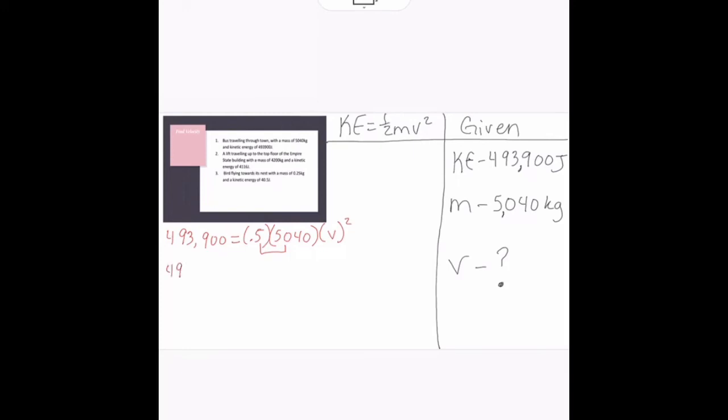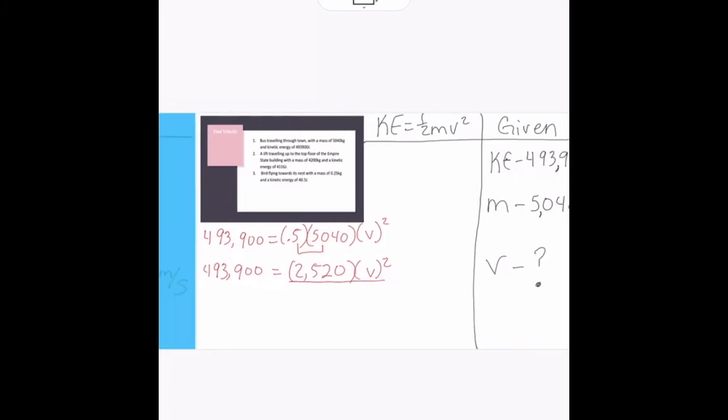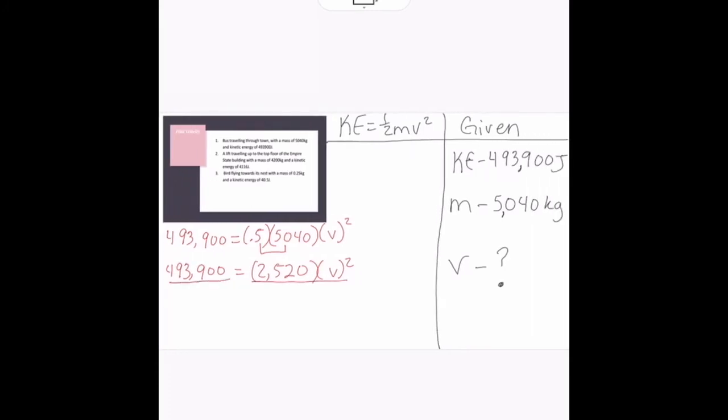That gives us 2,520, and this is my V squared. And I'm going to combine like terms again, so I need to get this over here. So let's go ahead and divide both sides by 2,520, and that's my V squared. So we'll try that again.